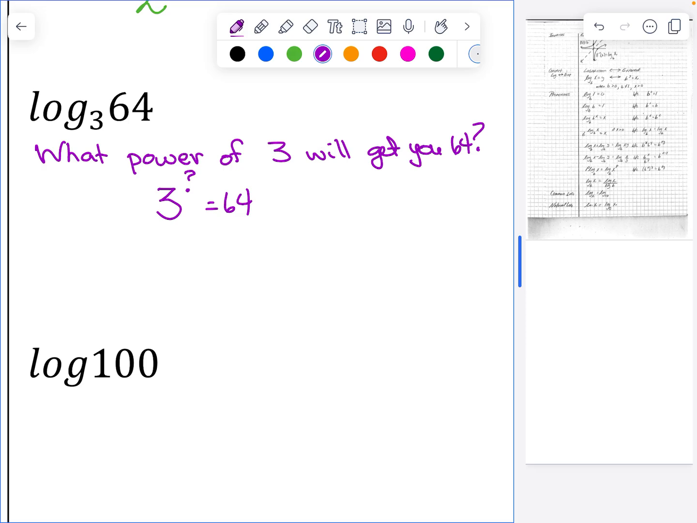That should be 4. Dang it. That is a typo. I need to fix that. This should be a 4. My bad. That's a 4.